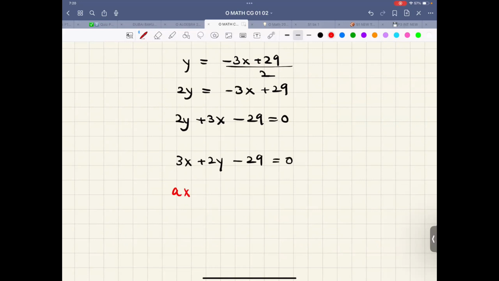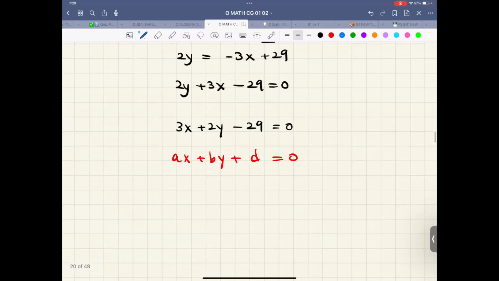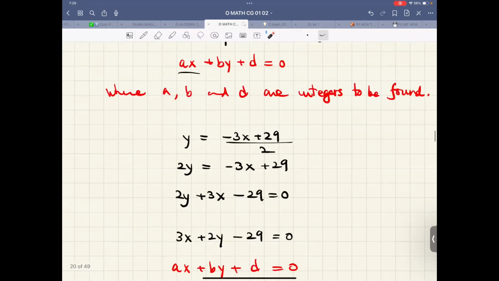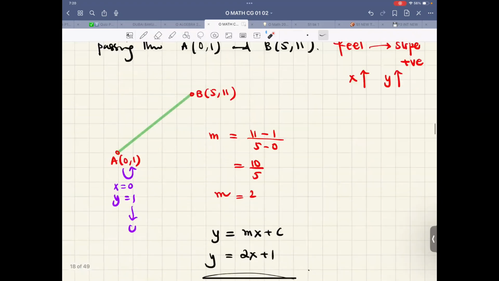Underneath it, write ax plus by plus d equals 0. If they ask for the constants, you can say a is 3, b is 2, d is negative 29, and that is the answer. So that is writing the answer in a particular format.